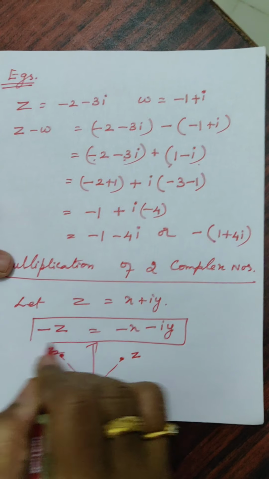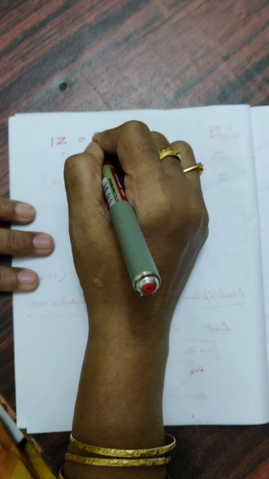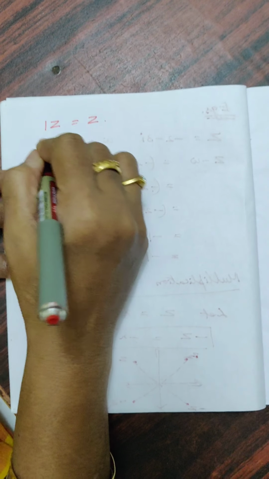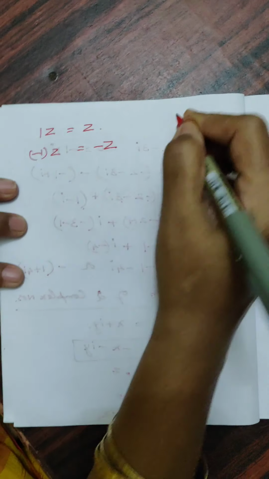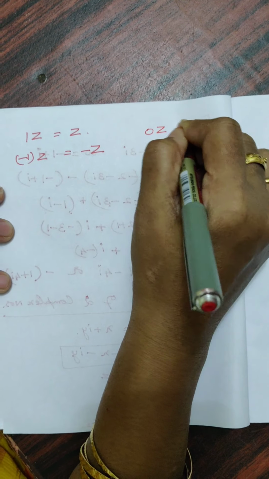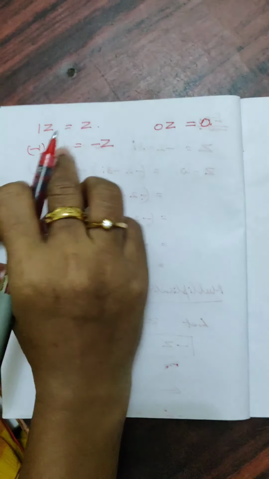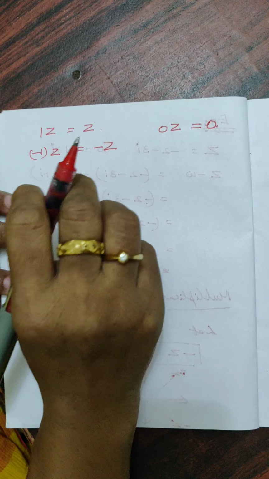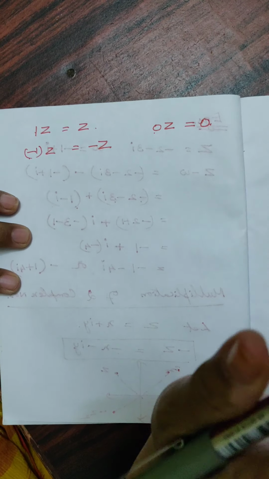Is it clear now? Now we are going to write what is 1z. 1z is nothing but z. What is minus 1 into z? It is nothing but minus z. What is 0z? 0z is nothing but 0. Is it clear now? So we are multiplying a complex number only with a real number. See here, 1 is a real number, minus 1 is a real number, 0 is a real number.